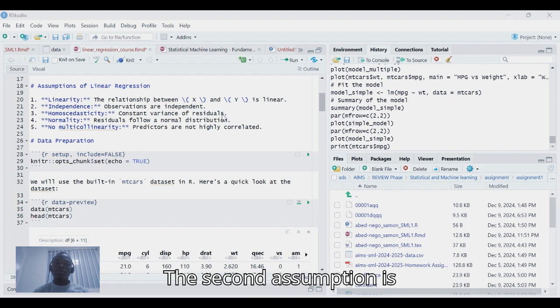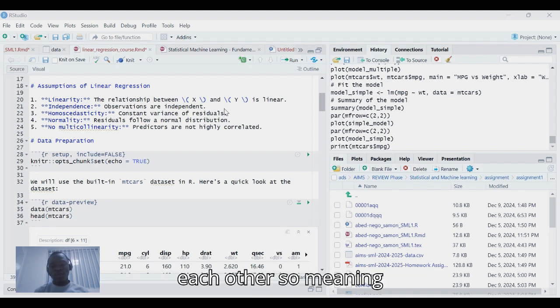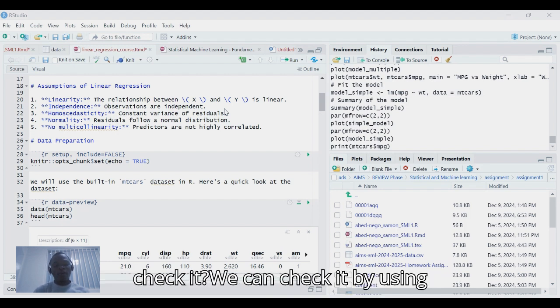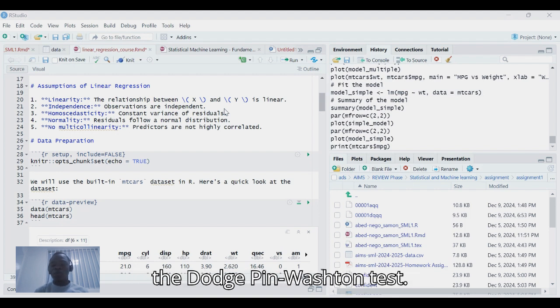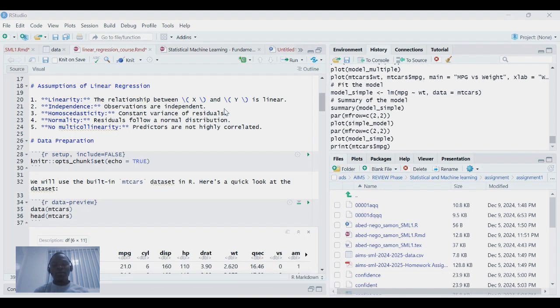The second assumption is independence of errors. This means that the residual errors should be independent of each other, meaning there is no correlation. How do we check it? We can use the Durbin-Watson test. This is mainly used for time series data. We can ensure that there is no pattern that exists in the residuals over time.